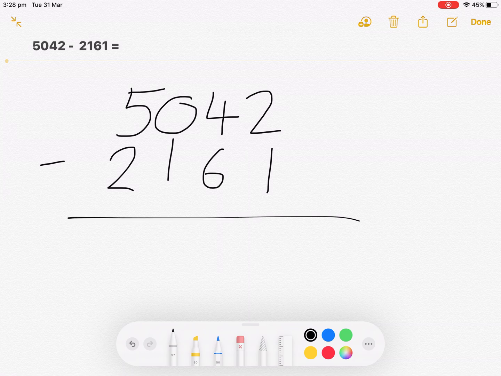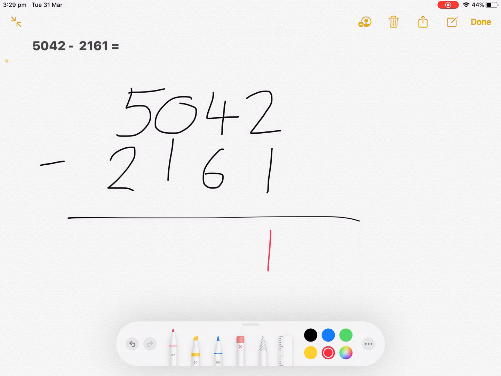It's just that in our tens, 4 tens, we're not going to be able to take away 6 tens. And in our hundreds, we've actually got no hundreds in 5,042. So we're not going to be able to take away 100 without doing some trading. Right, we'll start in our ones so that we can borrow up if we need to. 2 take 1, we can do.